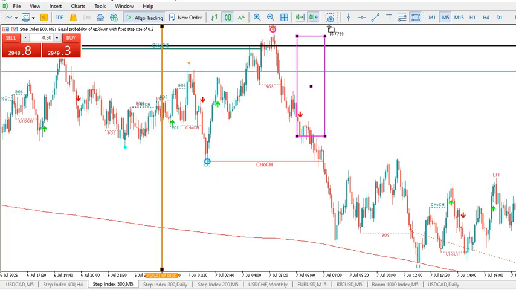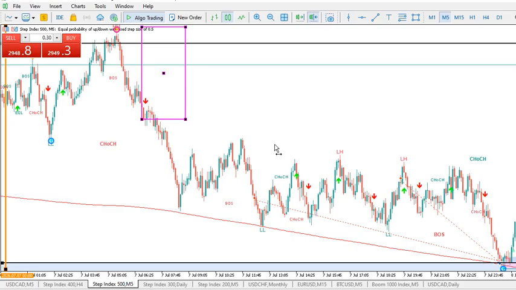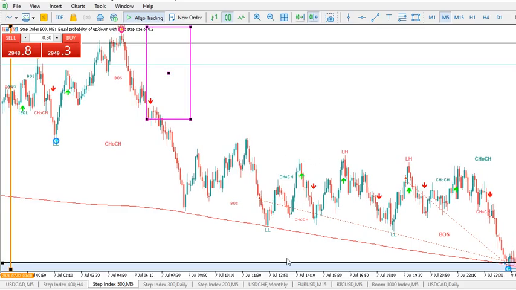I've gotten in here, and our stop loss would have been up here. So that's how I trade using this tool. A stop loss would have been up here, and our TP would have been down here where I showed you later on. The TP would have been down here.